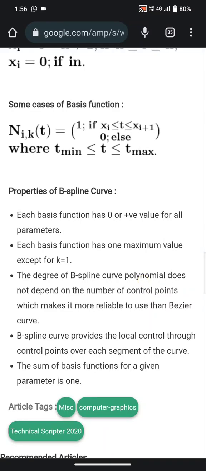And finally we have the properties of the B-spline curve. Each basis function has a zero or positive value for all parameters. Each basis function has one maximum value except for k equals 1. The degree of the B-spline curve polynomial does not depend on the number of control points, which makes it more reliable to use than a Bezier curve. The B-spline curve provides local control through control points over each segment of the curve. The sum of basis functions for a given parameter is 1.